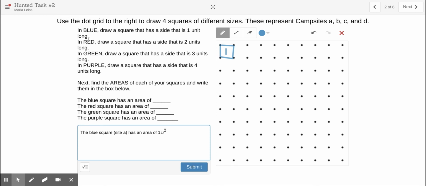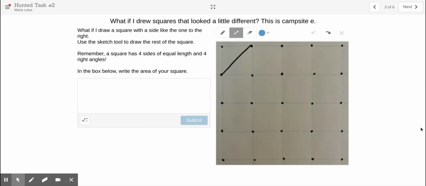Then you're going to come down and do the same thing for the other one. The second one says red, so I'm going to change my color to red. Now my red square has a side that's 2. If this is 1, 2 units, it's probably going to look like this. So where's the rest of the square? You're going to draw the rest of the square, find the area, and put it down here in this box. You're going to have 4 squares on this screen. Don't erase one as you draw the new one. You want to be able to keep all 4 on the screen. When you've done with that, head on over to slide number 3.